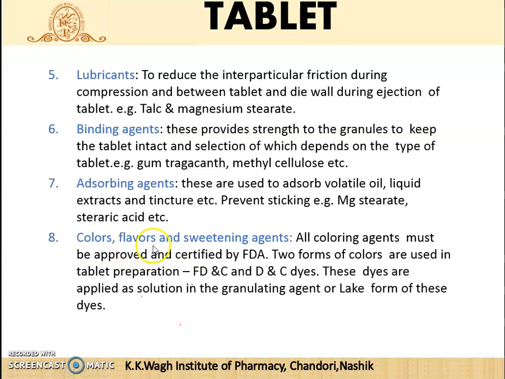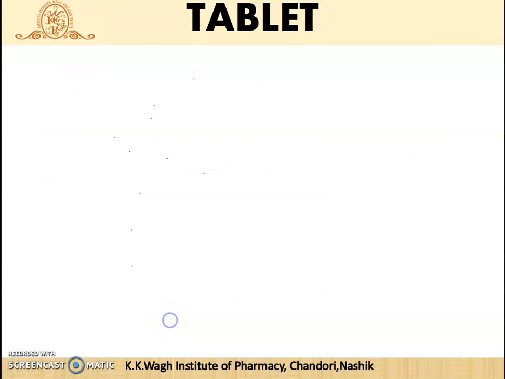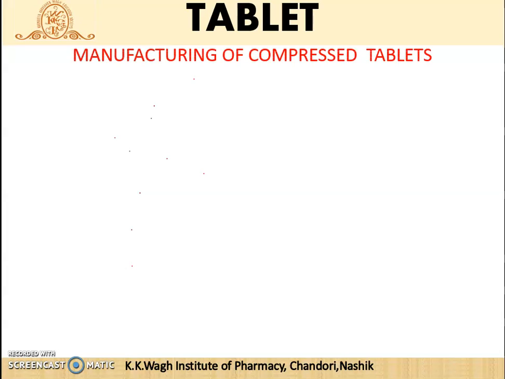The last excipients are colors, flavors and sweetening agents. All coloring agents must be approved by the FDA. Two forms of color, especially FD&C and D&C dyes, are used. These are the different excipients which are used in tablets.